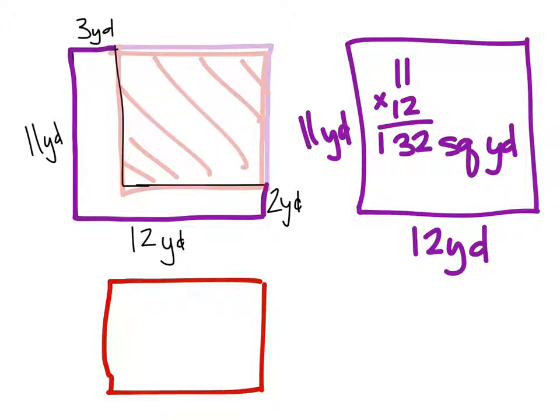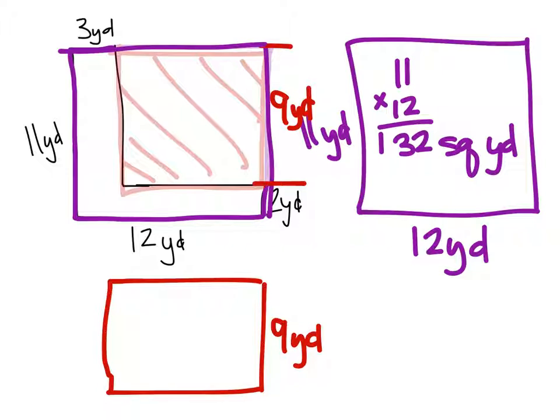Now we did that in the last one. We know that the whole length in purple here is 11 yards, but we're cutting off the 2 yards here, which would make this side 9 yards. So that would be 9 yards on this rectangle also. And it's the same thing with this other length. The whole length is 12 yards, but we're cutting off the 3 yards there. So this length right here would be 12 minus 3, which is also 9 yards.